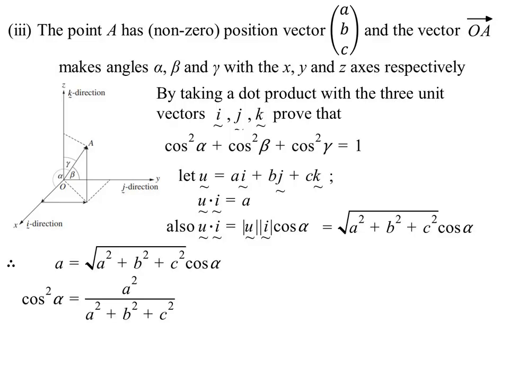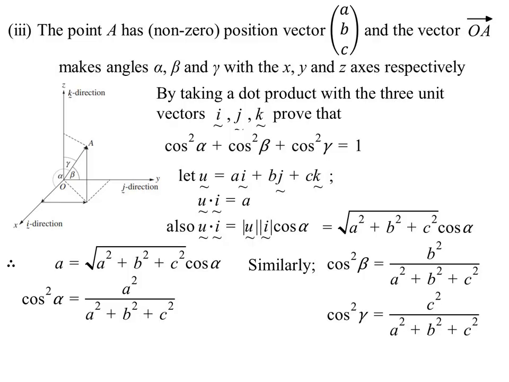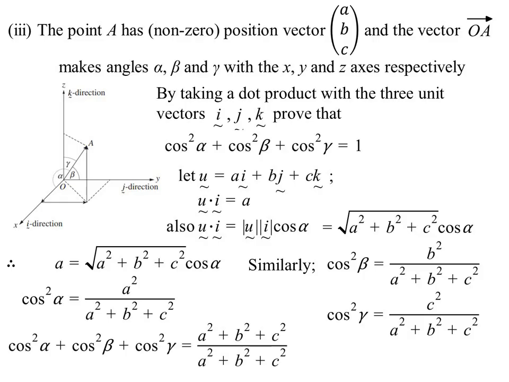Therefore, I can rearrange all this and get that cos squared alpha is a squared on a squared plus b squared plus c squared. But I could have done the same if I played with beta, so I would have ended up with that, but now it's the y component, or the j component if you like, that I'm dealing with, because we're going the angle to the y-axis. Or I could have played with the angle to the z-axis and I would have come up with that one. Cos squared gamma equals c squared on a squared plus b squared plus c squared. If I add all 3 of those together, I get 1.